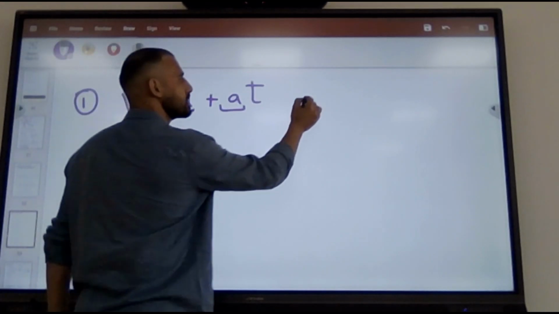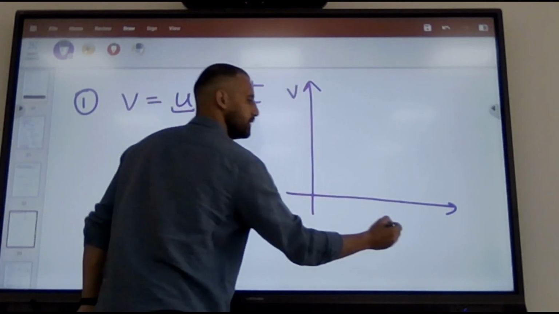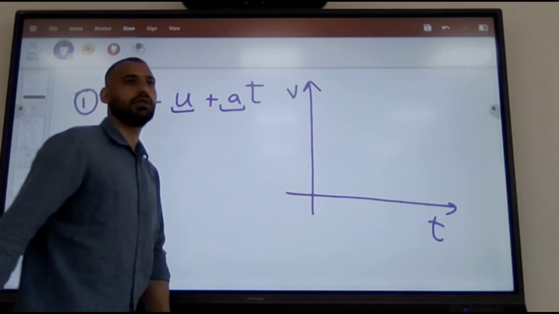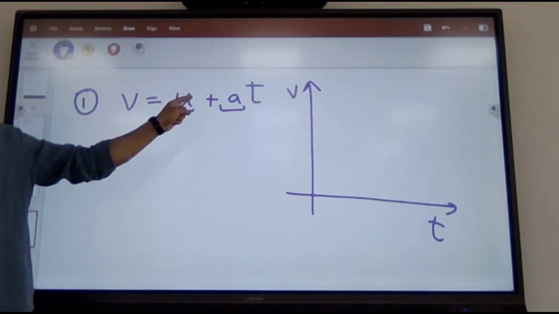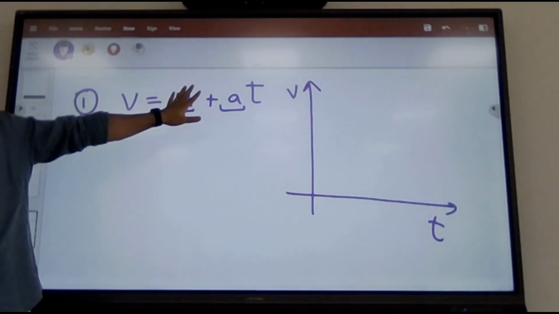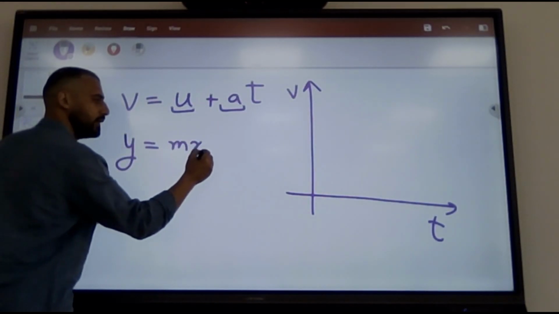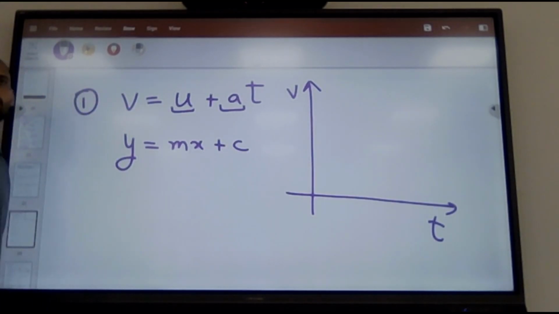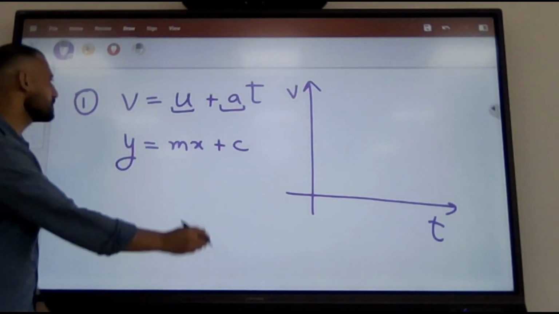Now the thing is, how will this straight line look? So let's plot this graph, for example. This is the final velocity versus the time. Can you tell me? You confirm that it is what? A straight line. Now if it is a straight line, you have to compare it with y is equal to mx plus c, isn't it? So on the y-axis, what do you have? V. So this is y.